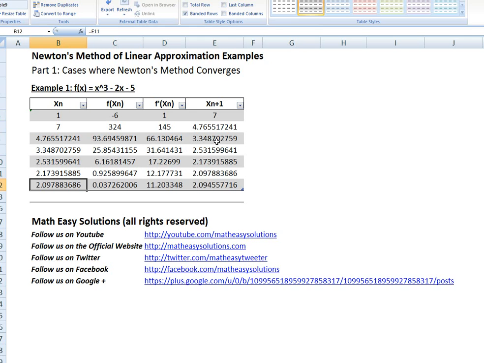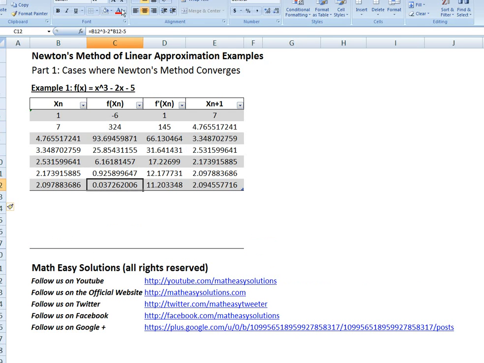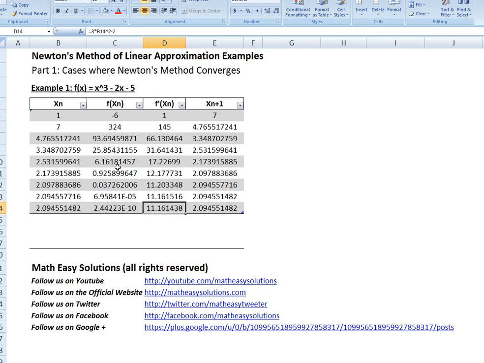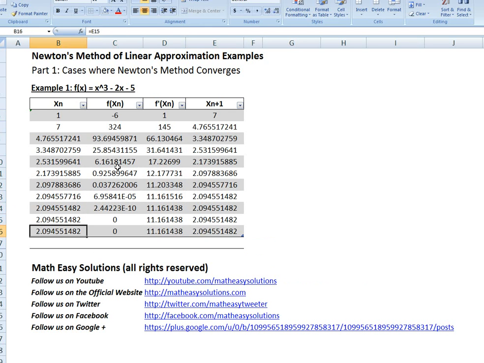So we keep going. Remember, we're trying to get this f of xn equal to 0, because that's when the points intersect, or the roots, because that's what the right side is equal to. We keep going. As you see, e to the negative 10, so it's getting really close. We got all the way up to here, and as you can see, it's 0. So this is pretty accurate, 2.0945.